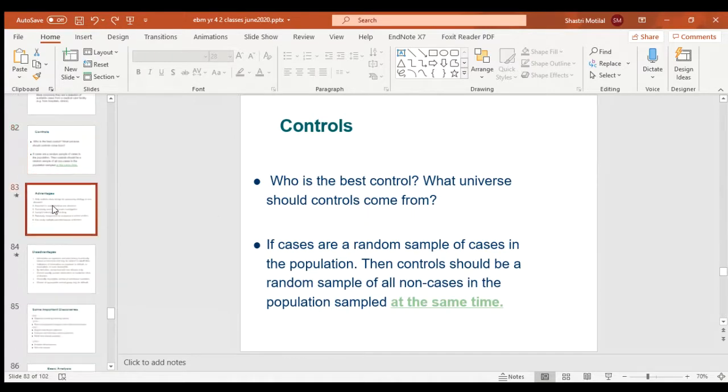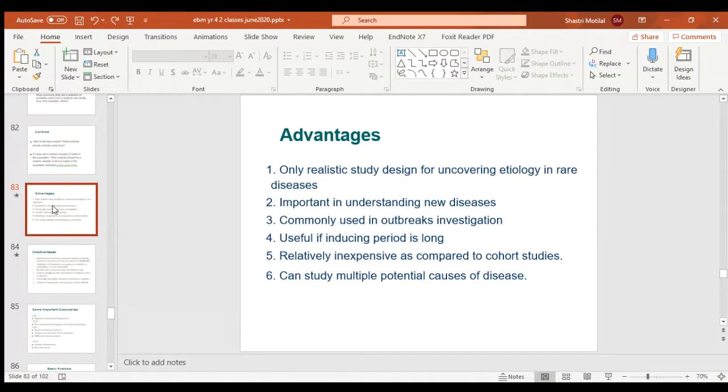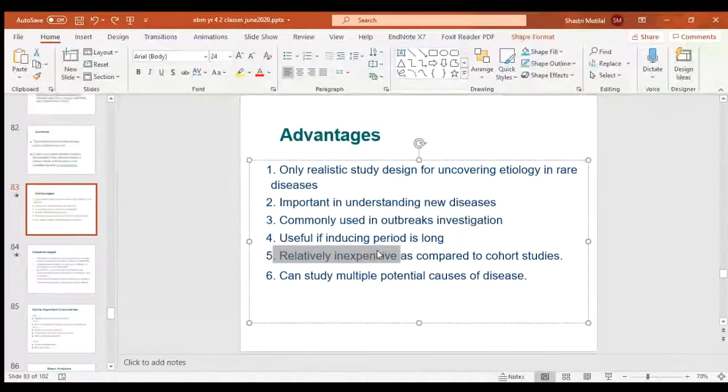You could imagine the benefit of a case control study is really useful if the inducing period is long. Meaning, if a person has to have a risk factor for 30 years before they develop a disease, in a case control study, you don't have to wait 30 years to see the people develop the disease. You could bet it's relatively inexpensive, it's cheap, you don't have to take so long a time to do it.